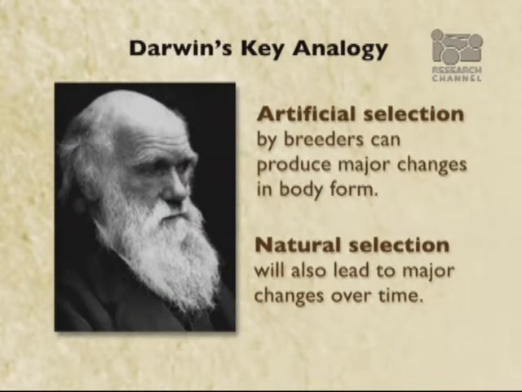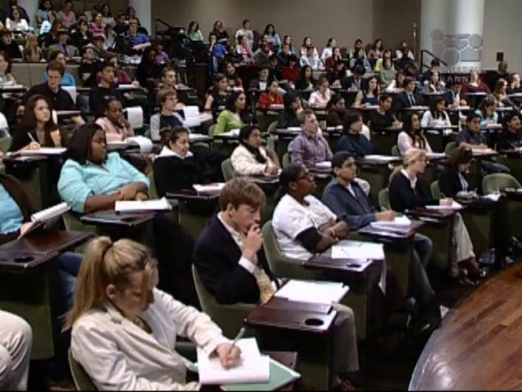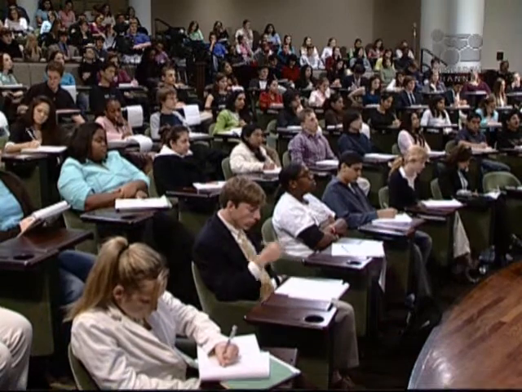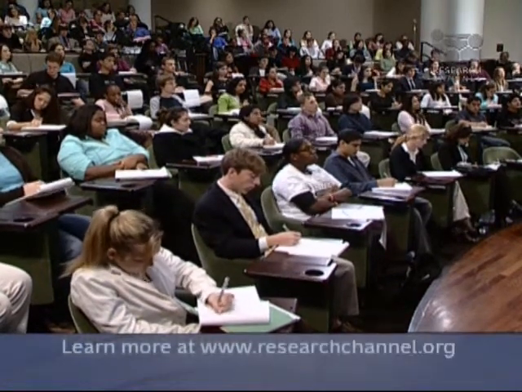He knew that artificial breeders had been able to achieve major changes in body form by selective breeding. And he argued that natural species would also be able to change in dramatic ways, and that natural selection would be able to transform wild plants and animals based on differences in fitness.